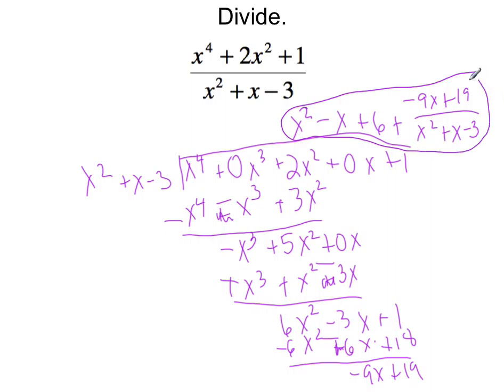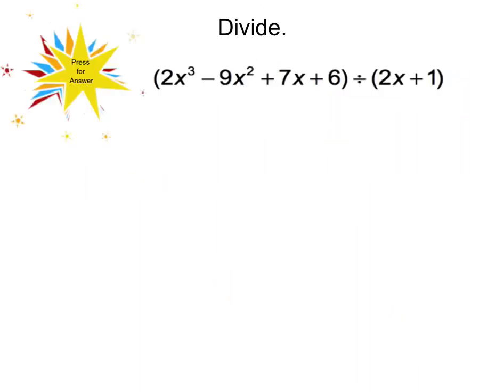So the only thing that was different about this is that I had to put in the zeros for the placeholders. So when you have a term that's missing, you have to put in a 0 times that x term. Now, give this one a try. Pause your video when you're ready to see the answer. Press play.